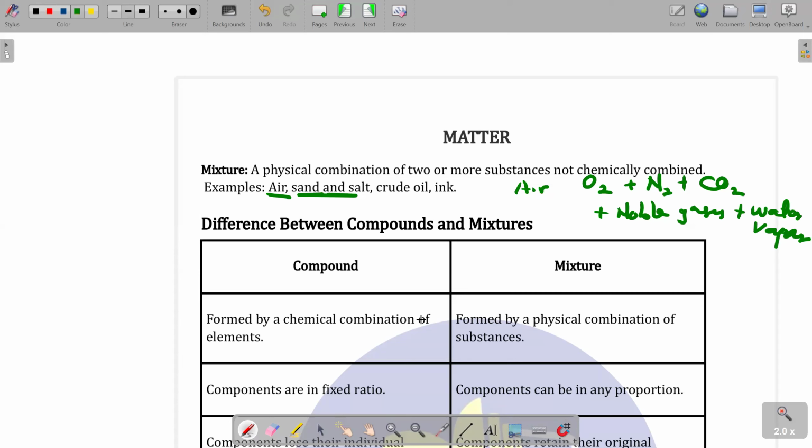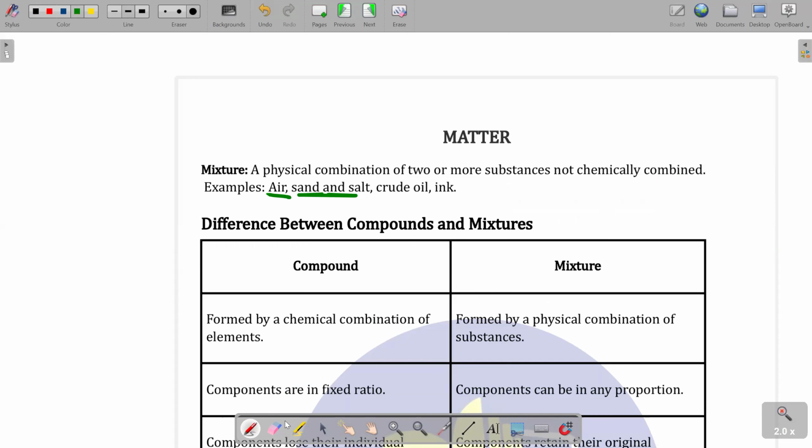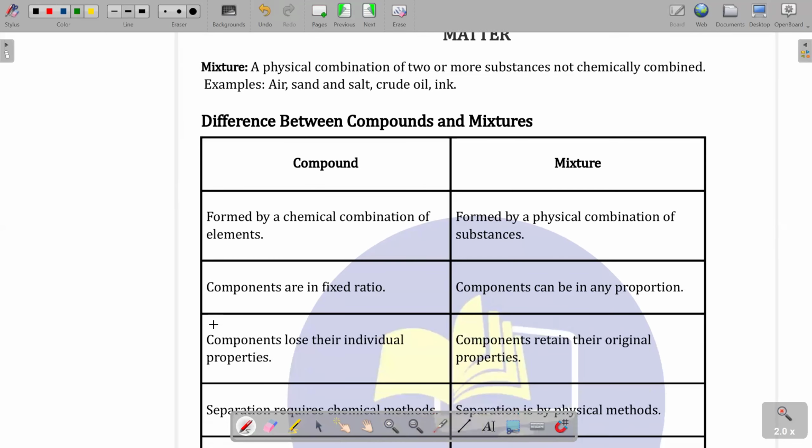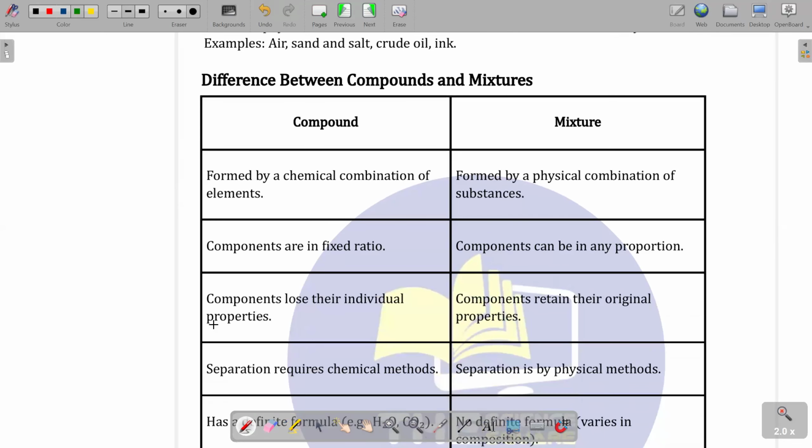So one major difference is compounds usually have a chemical formula. A mixture doesn't necessarily have any chemical formula as they exist in that mixture, even though each component might have their own chemical formula. But the mixture itself doesn't have a new chemical formula. Now let's look at some differences between compounds and mixtures.